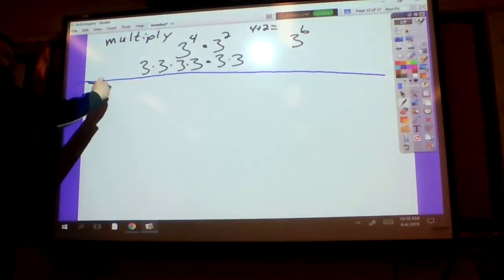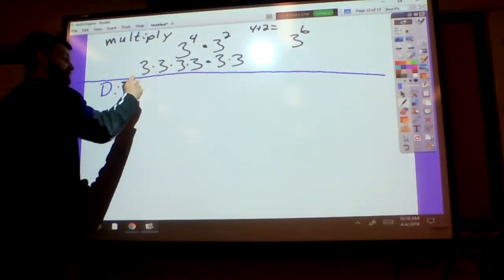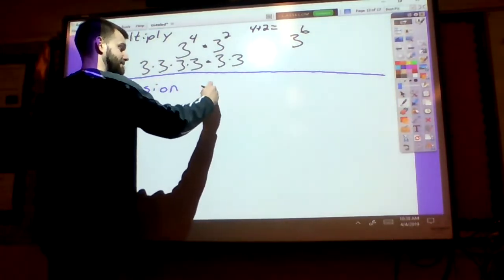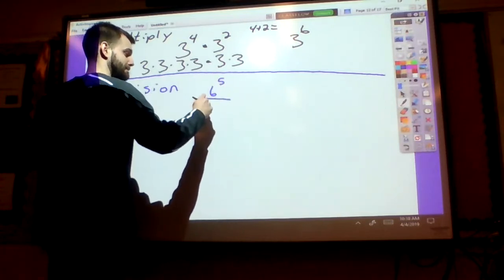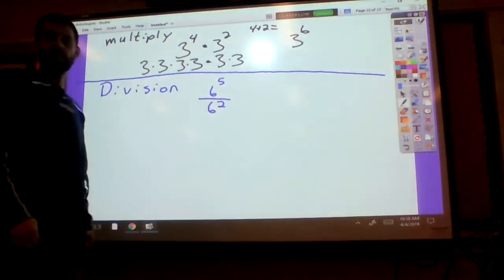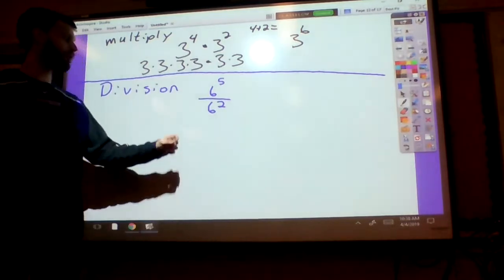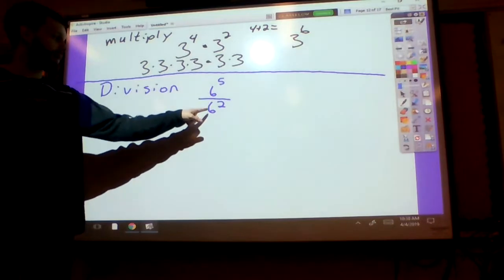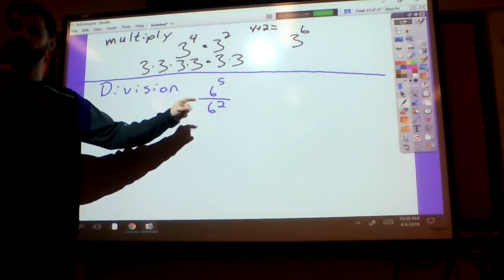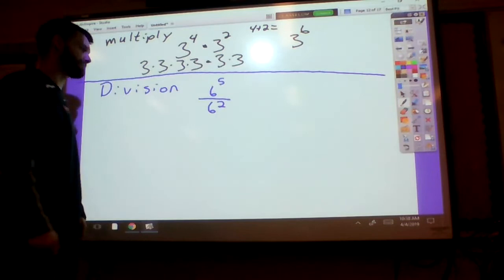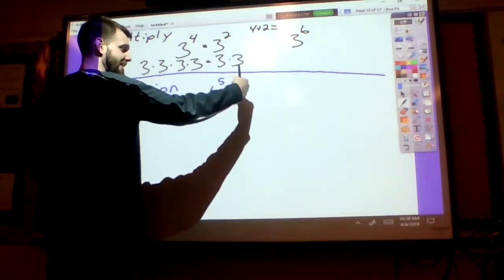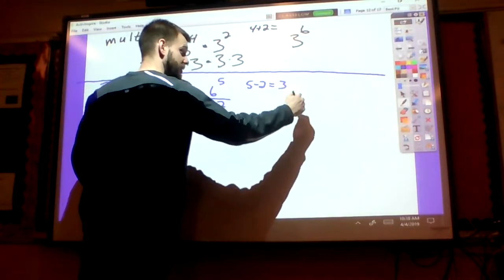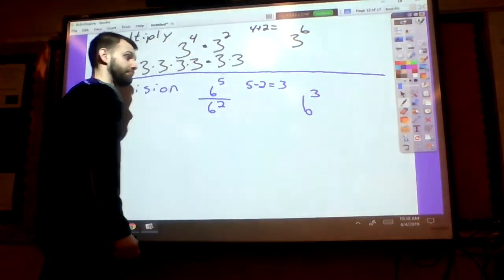Next rule is the rule of division. The rule of division says that if you are dividing 2 powers that have the same base, this one has a base of 6, you can subtract the exponents. So this is going to be 5 minus 2, which is 3. So 6 to the power of 3.